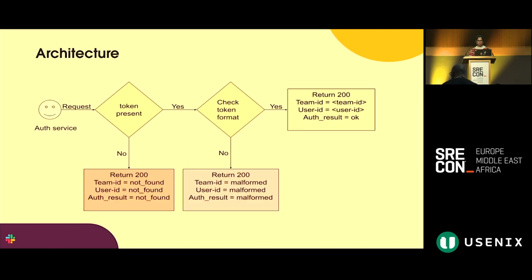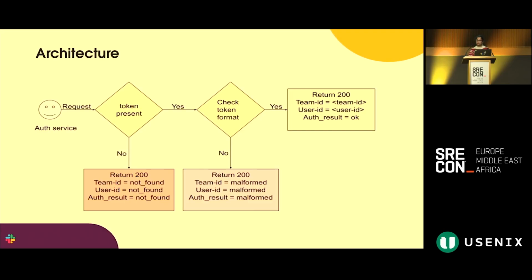If the format was incorrect, it's going to send malformed as the value of all of these headers, but still 200. And if there was no token at all, it's just going to send token not found, but still with the status 200. All of these headers are used for routing purposes. It's a completely different process, which is out of scope, so I'm not going to talk about those, but they are sent back to Envoy Edge.